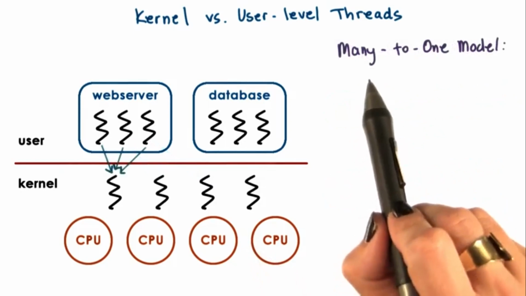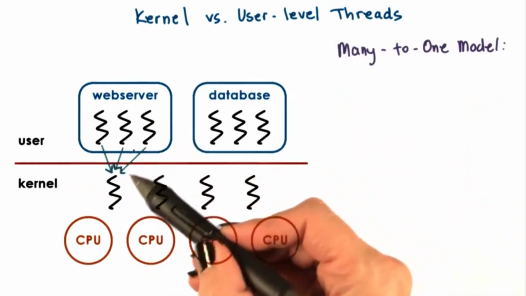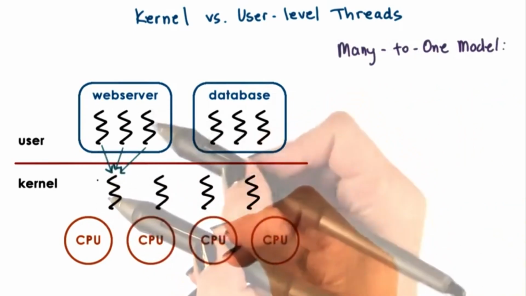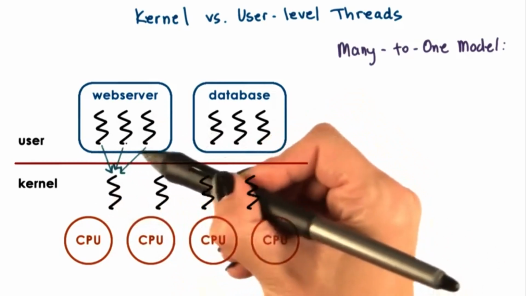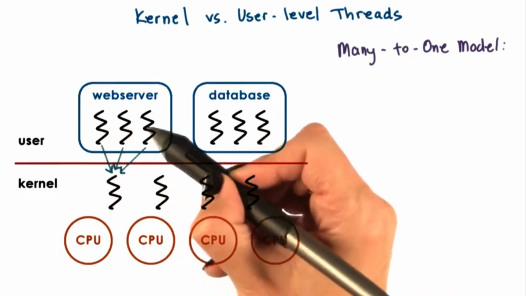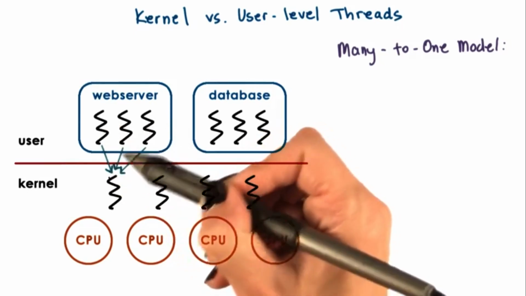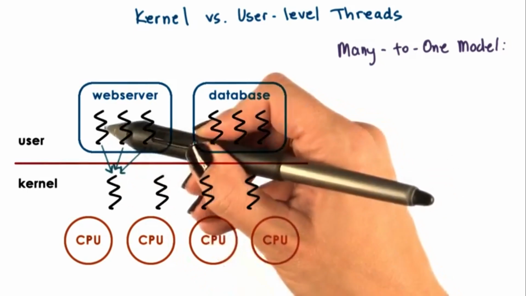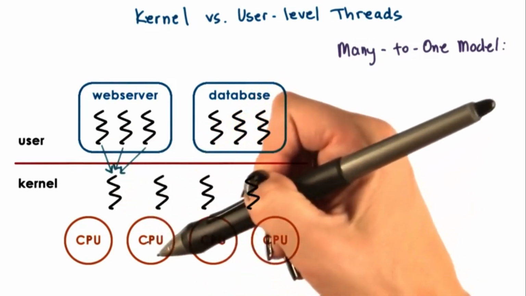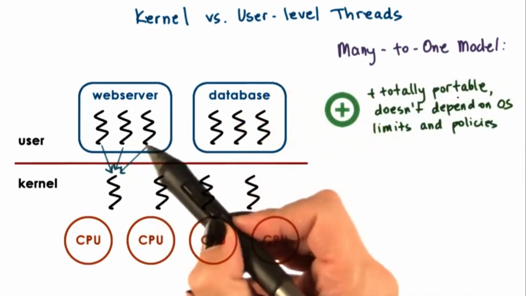The second model is a many-to-one model. Here, all of the user-level threads are mapped onto a single kernel-level thread. What this means is that at the user level, there is a thread management library that decides which one of the user-level threads will be mapped onto the kernel-level thread at any given point of time. That user-level thread, of course, will run only once the kernel-level thread is actually scheduled on the CPU. The benefit of this approach is that it's totally portable.